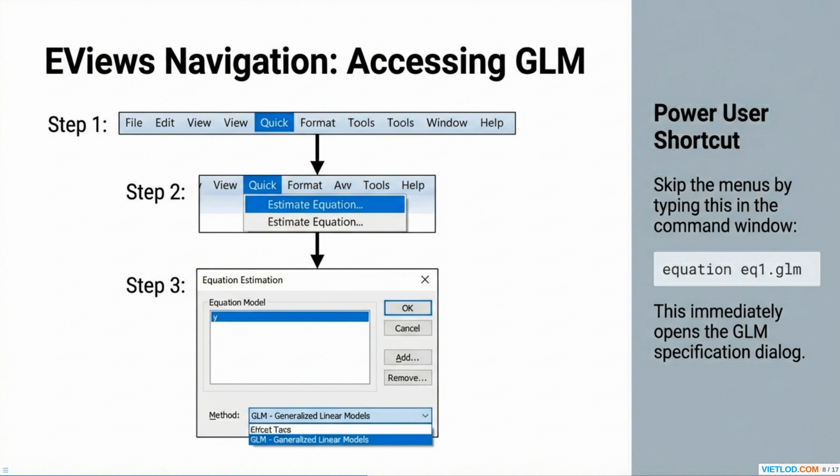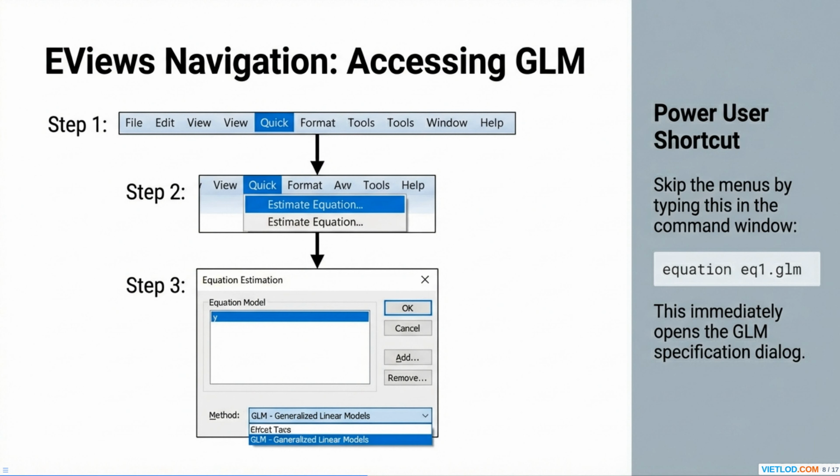To begin estimating a generalized linear model in EViews, you have two primary methods for accessing the estimation dialog. The first is through the graphical user interface. You start by selecting the Quick menu from the main toolbar. From the dropdown, choose Estimate Equation. This action will open the equation estimation dialog box.